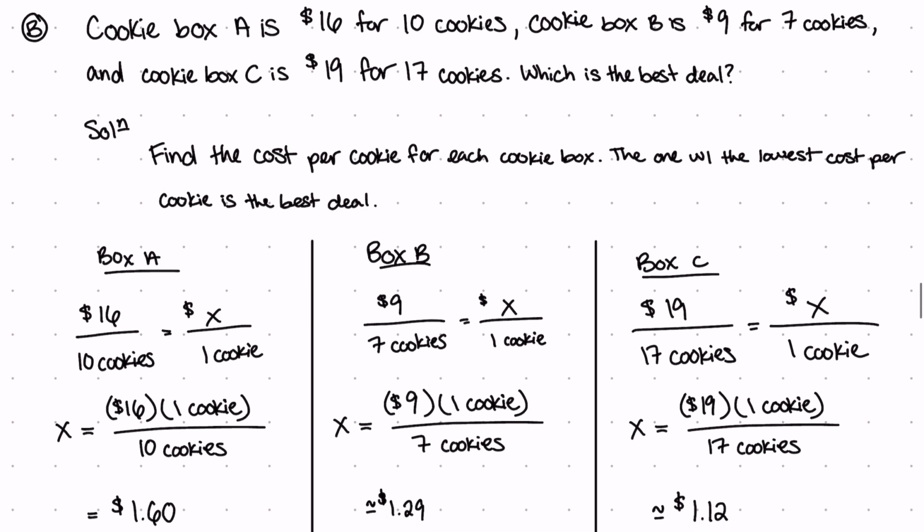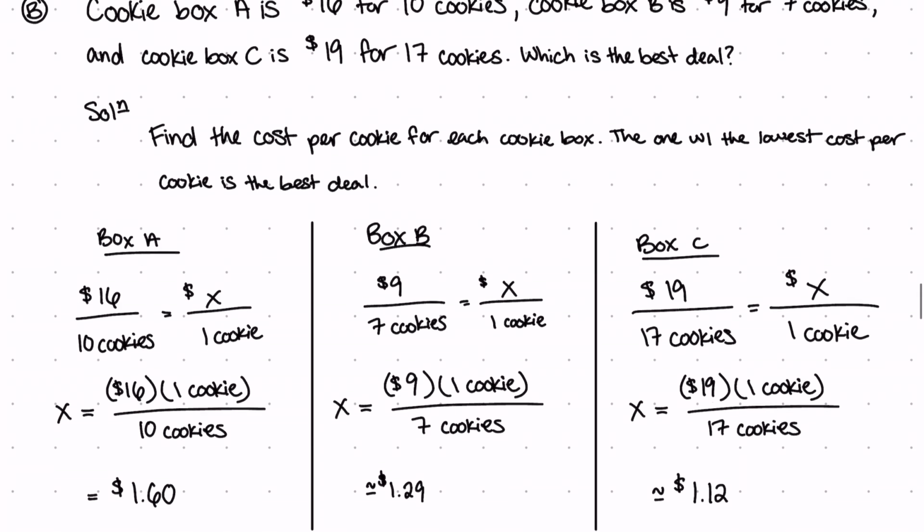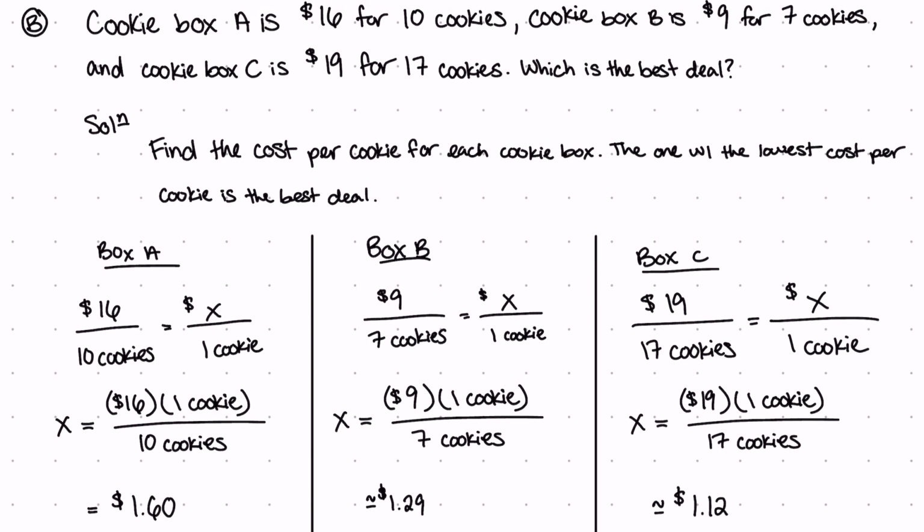So let's say we have 3 brands of cookies. We have cookie box A for $16 for 10 cookies, cookie box B, which is $9 for 7 cookies, and cookie box C, which is $19 for 17 cookies. So that's a lot of cookies. And we want to figure out what the best deal is. So what we can do is find the cost per cookie for each cookie box, and the one with the lowest cost per cookie is going to be the best deal.